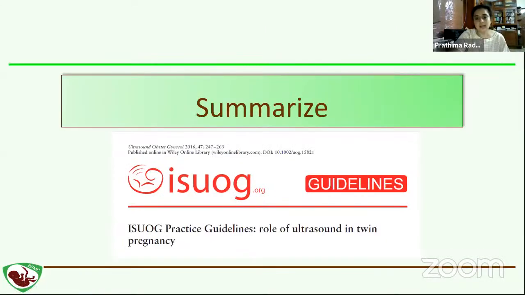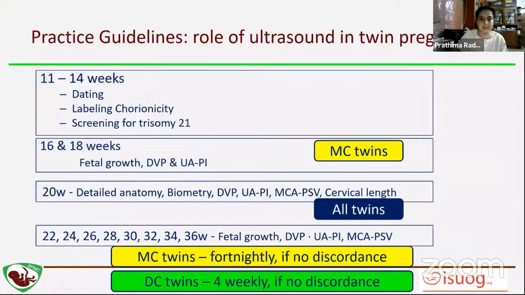Now, the ISUOG guideline, I think, is something very important that every obstetrician must be familiar with, particularly when you're dealing with a large number of twin pregnancies. That clearly gives you a guideline that after your first trimester scan, you have made sure the dating is correct, you have labeled the chorionicity, and you've done the screening for trisomy 21 and all the other screenings as well.